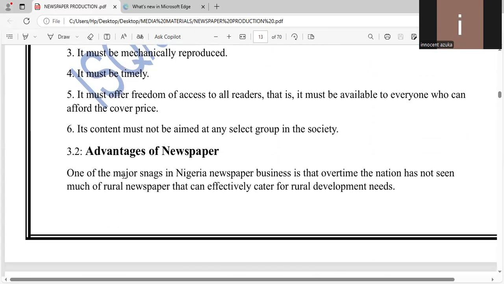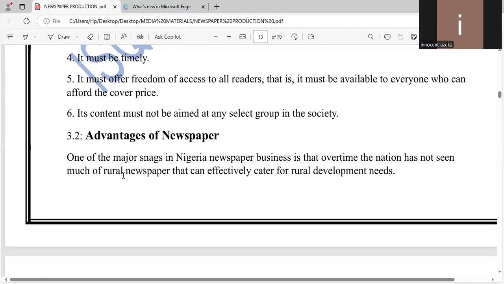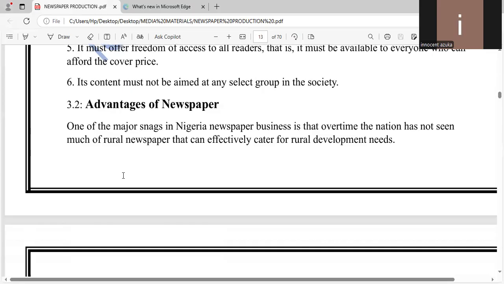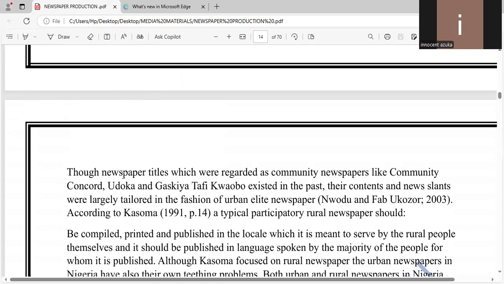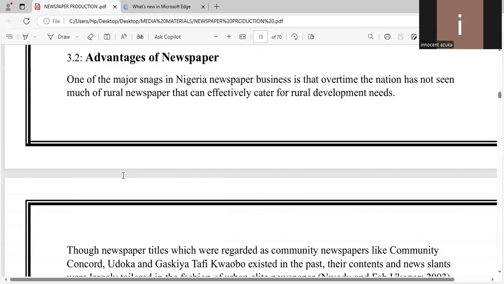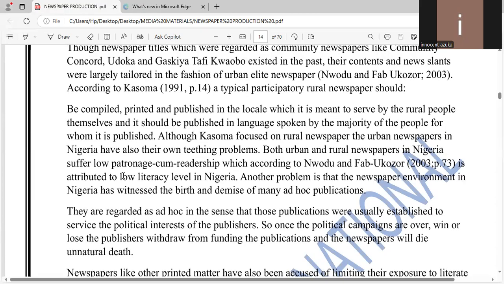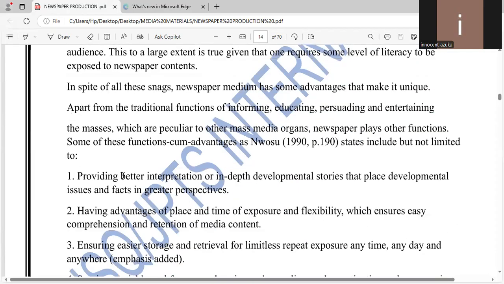Now, the advantages of newspaper. One of the major snags of the newspaper business is that over time, the nation has not seen much rural newspaper that can effectively cater for rural developmental needs. This kind of newspaper is regarded as a community newspaper, printed and published locally to serve the rural people themselves, and it should be published in a language they understand.